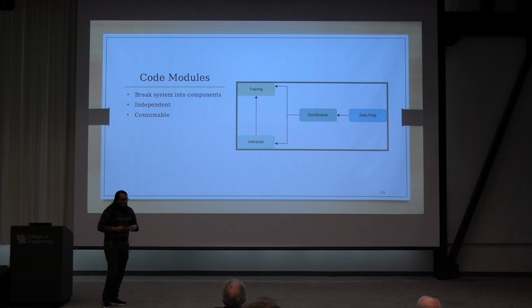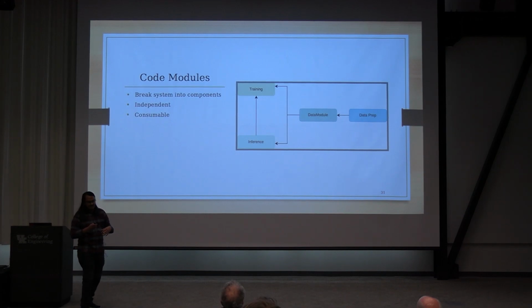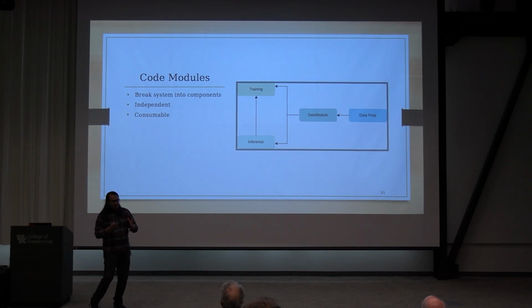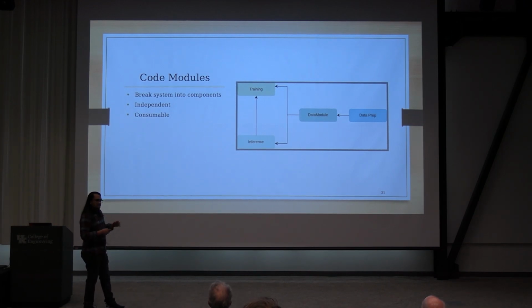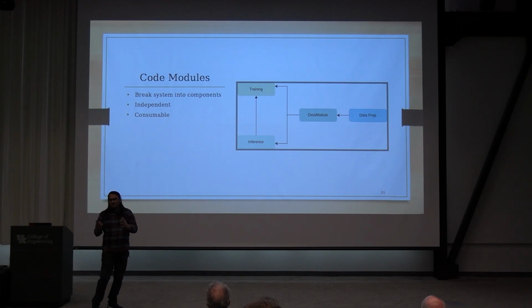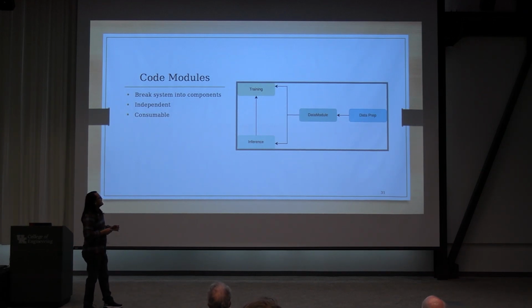Next, when you write your code, you should try to make sure that your code is made of individual components. Let's say I have a training script or training part. I want to make it an individual component. I have an inference part where I do testing. I want that to be an independent component. And then I have a data module and data prep.